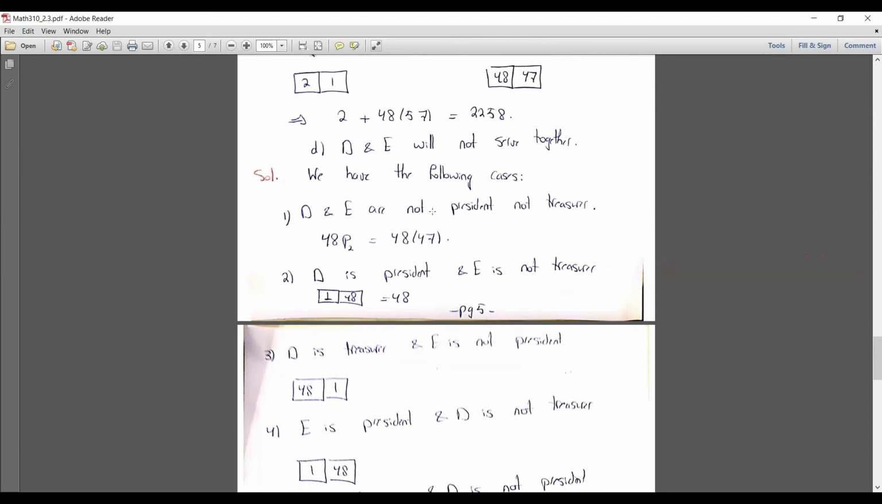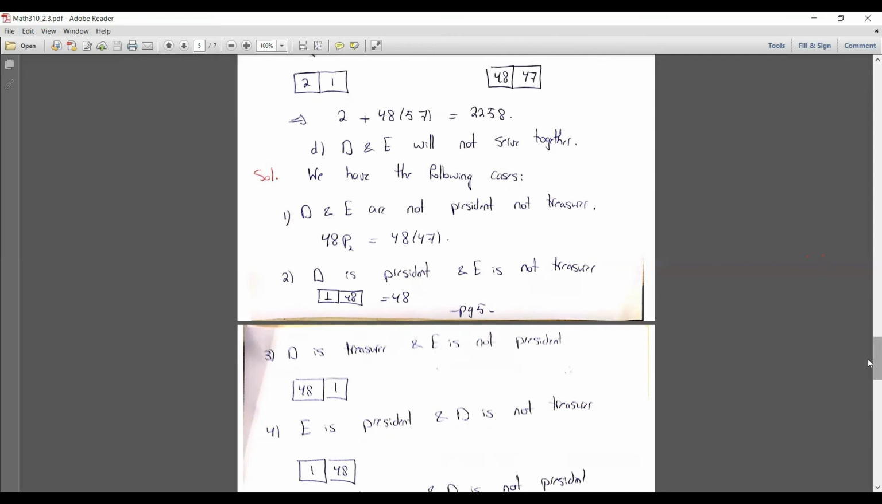Either D and E are not president and not treasurer. So we have here how many options? Out of 48, we're going to choose 2. Or D is a president and E is not a treasurer. So we have 48 options. Or D is a treasurer and E is not a president. So we have also 48 options.